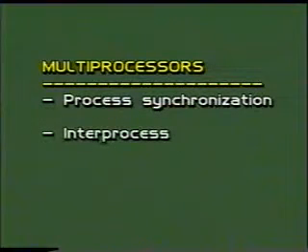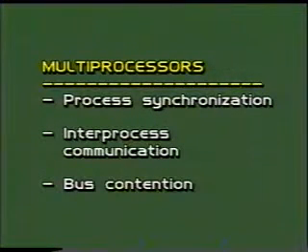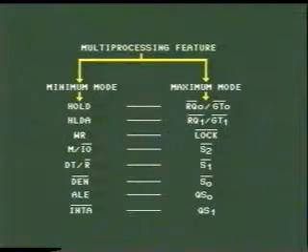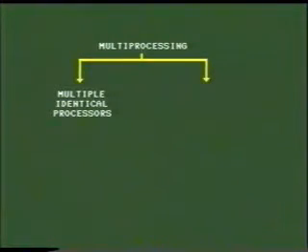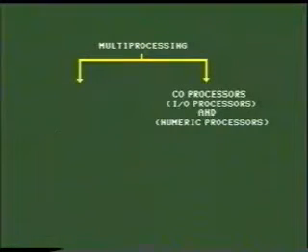Multiprocessing support. To achieve high throughput, multiple processors can be used simultaneously to solve a given problem. To facilitate multiprocessing, several related problems such as process synchronization, inter-process communication, and bus contention ought to be resolved. Built-in architectural features are provided to resolve these problems. There are two basic approaches known as coprocessing and multiprocessing.